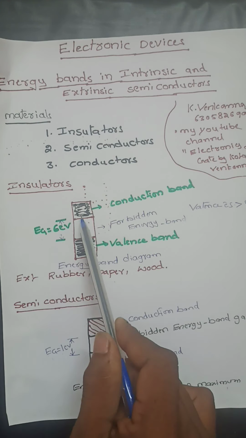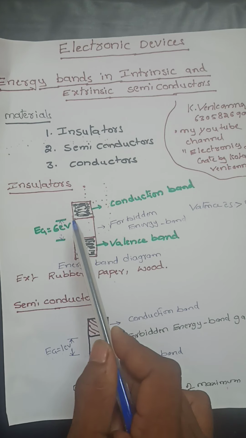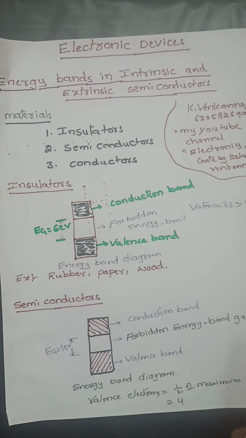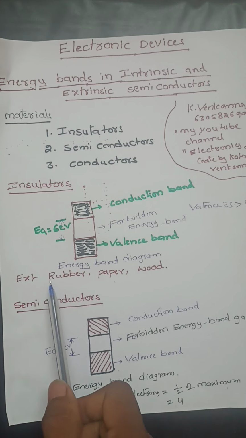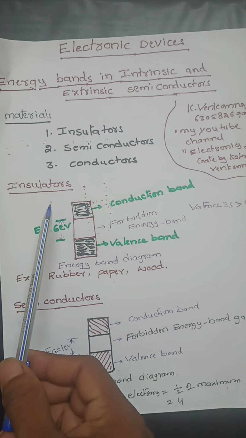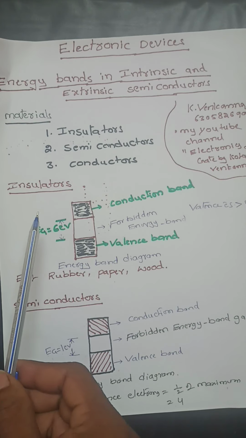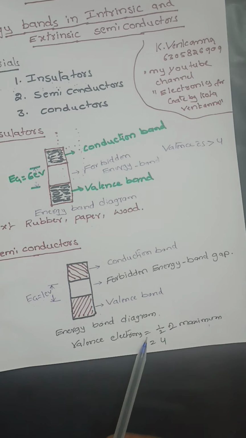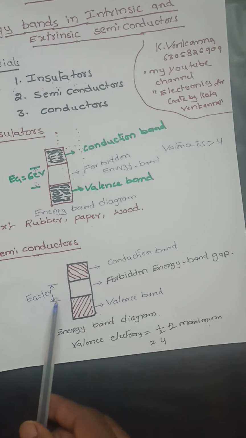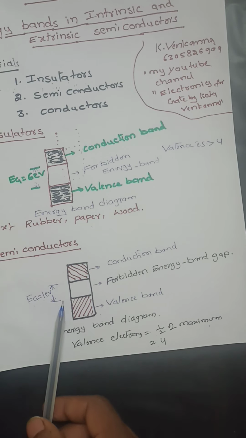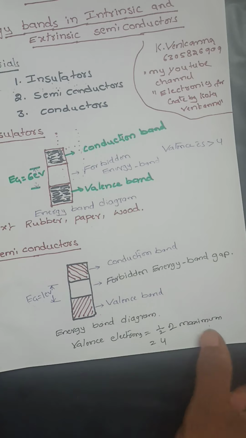What is the value of Eg for insulators? Eg is equal to 6 electron volts. Examples: rubber, wood, paper. Insulators do not allow flow of electrons. And semiconductors: what are the valence electrons of semiconductors? Exactly equal to 4. What is the value of Eg for semiconductors? 1 electron volt.